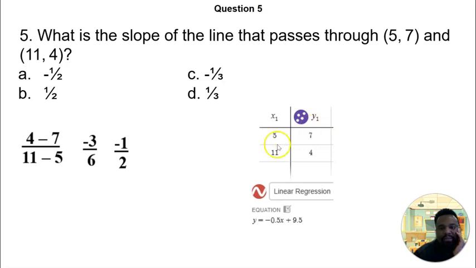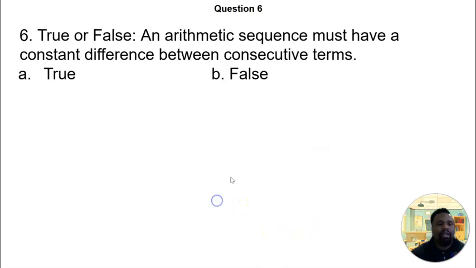And when you do that, notice what happens. This is your equation that comes up, and then look at the slope. The slope is negative 0.5, which is equivalent to negative 1/2. So your answer would be A, negative 1/2. All right, let's look at the next one.